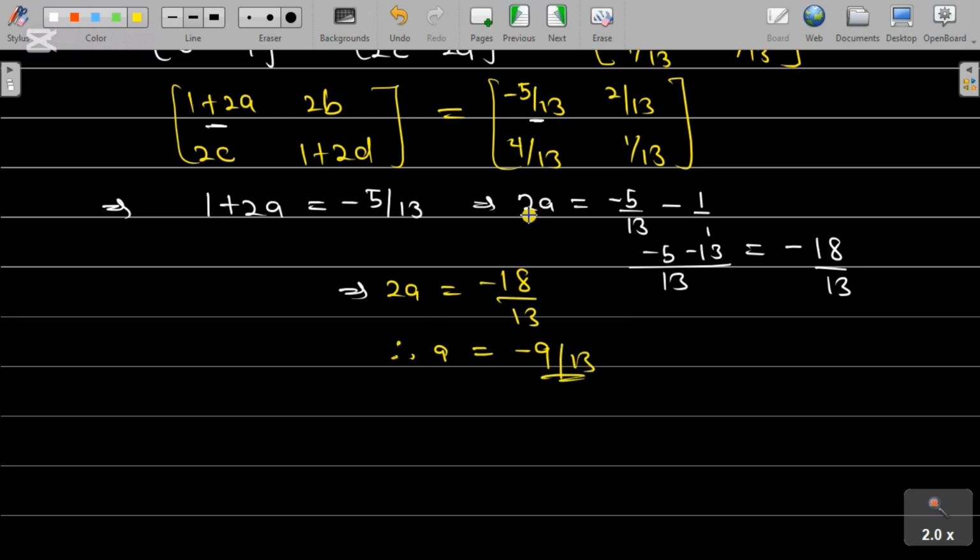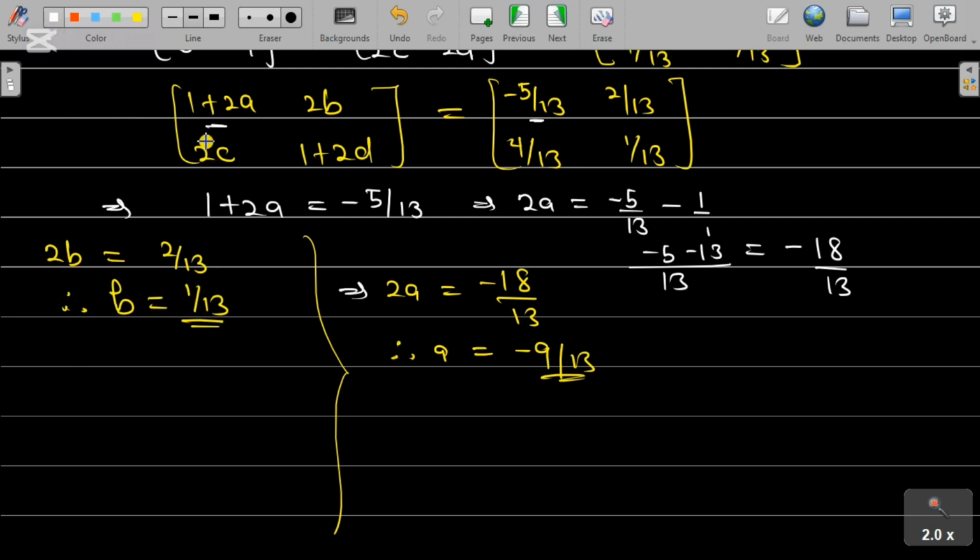And then for b, I will also correspond this second term and this one. So if I correspond them, permit me to draw a line here. So I will have that 2b will be equal to 2 over 13. So just divide both sides by 2, and you will get that b, 2 will cancel 2 here. You just have 1 over 13 as the value for your b.